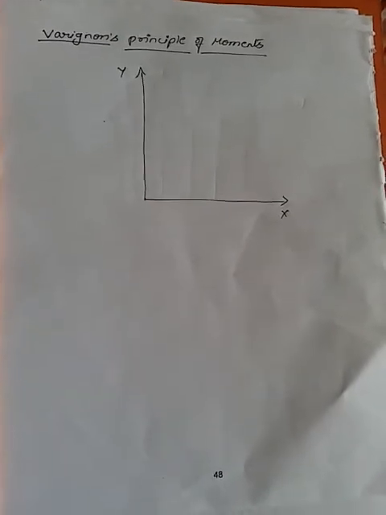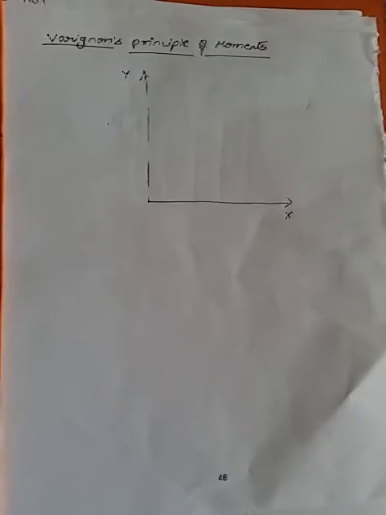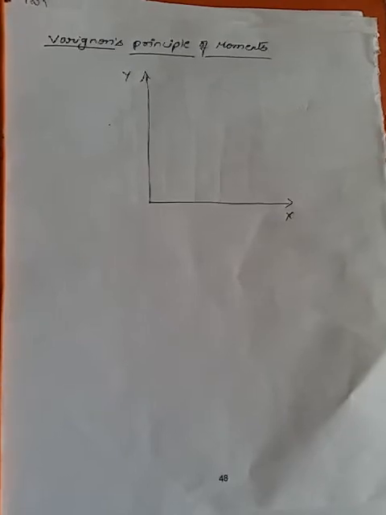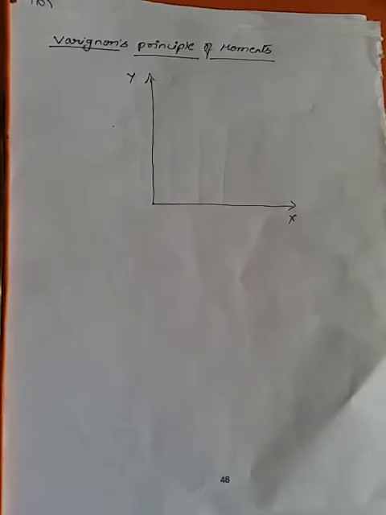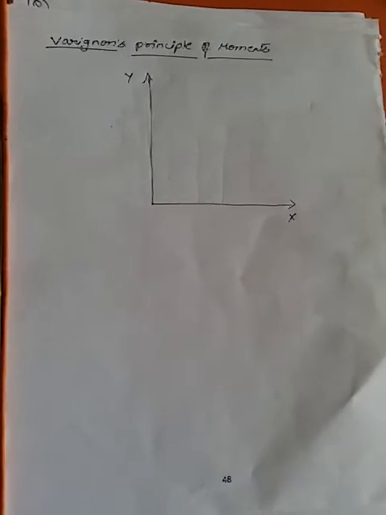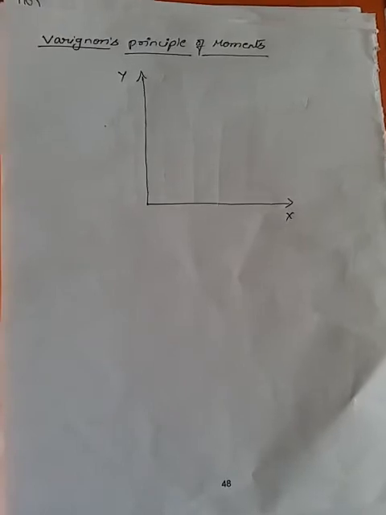That means whatever the forces acting on a point, the sum of the moments of those forces must be equal to the moment of the resultant of the forces acting about the same point. Now let us prove that by using a small diagram here.